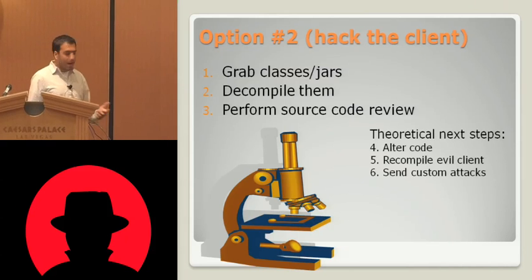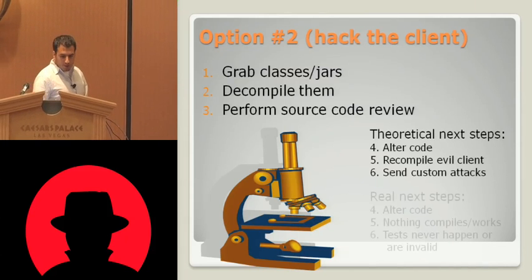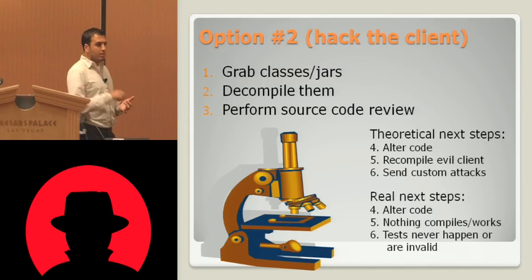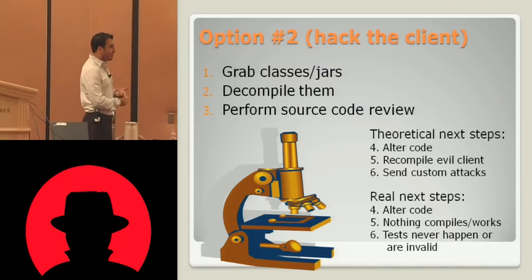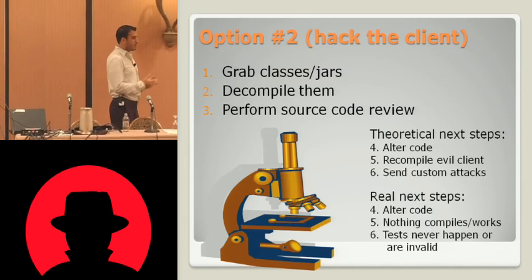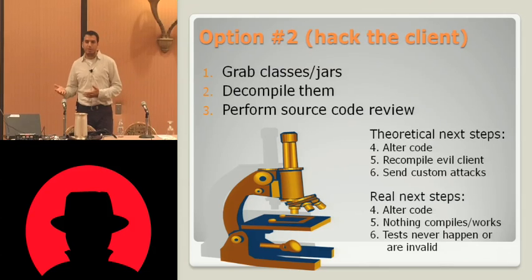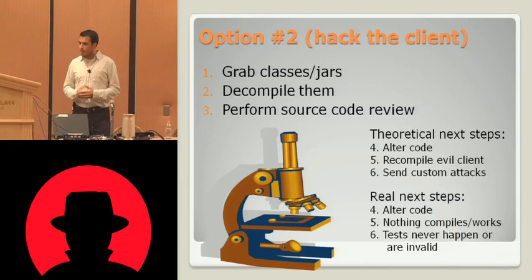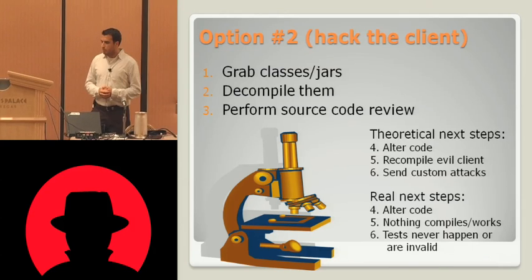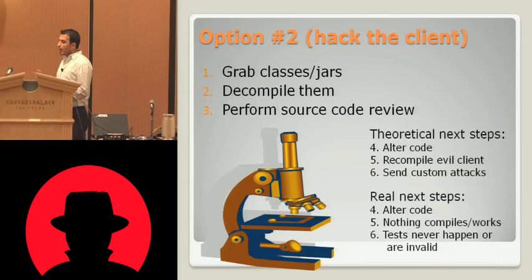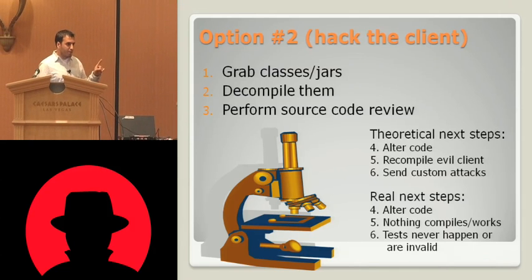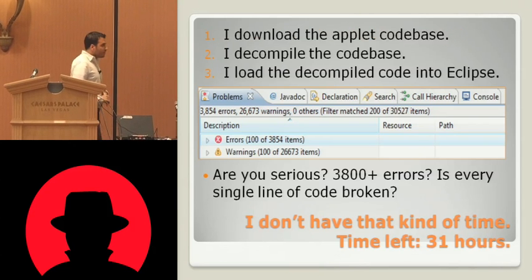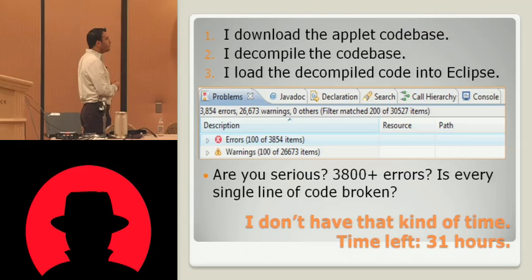These are our theoretical next steps. But what happens in reality? Code doesn't even compile. Your tests are either completely invalid, because the integrity of the application is shot since the decompilation process is not deterministic, or they never happen because it was too complex to actually recompile. So that's our option number 2. Option number 1, hack the traffic. Option number 2, hack the client.